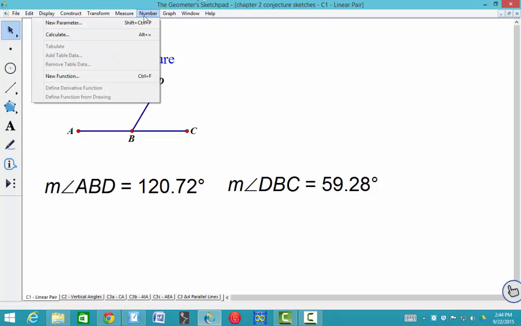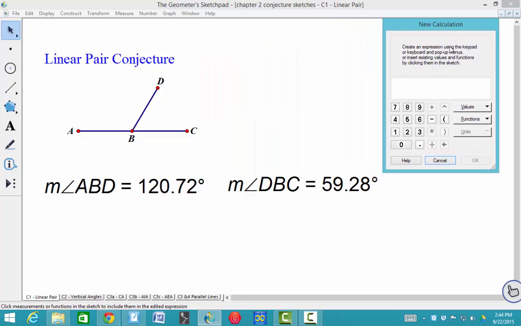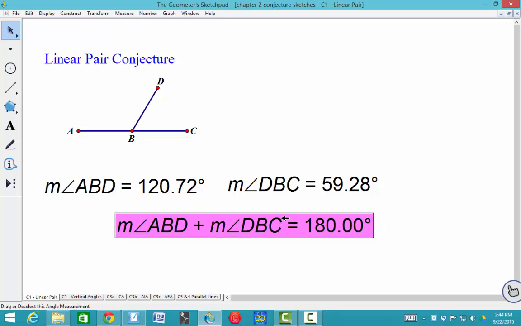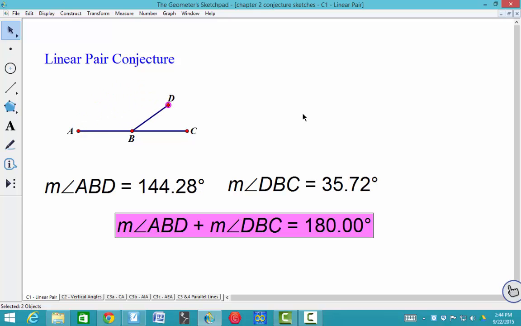So I'm going to go up to number, calculate, and it brings in my calculator here. And what I'm going to do is click on one angle measurement and add it to the second, and then press OK. So this allows me to show that no matter what the angle measure is, or what the angle measures are, they're always going to have a sum of 180 degrees.